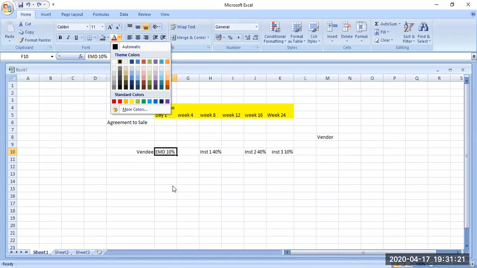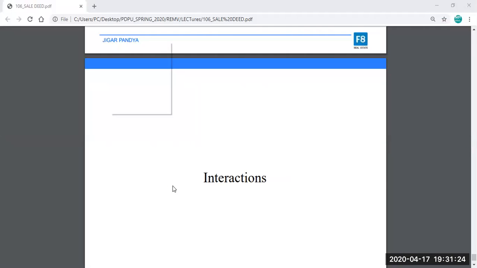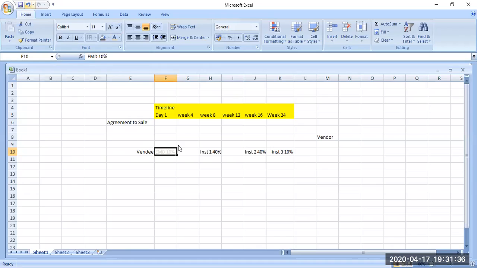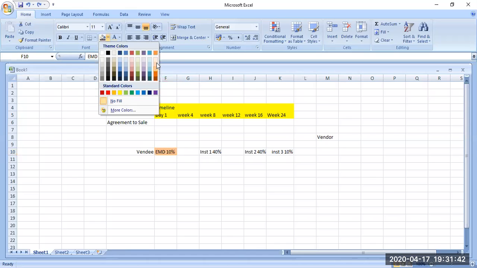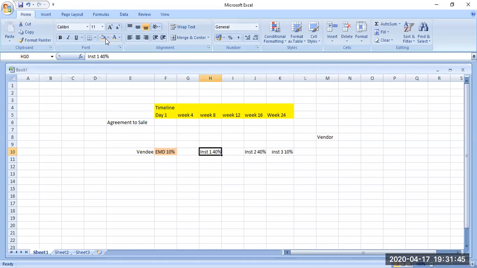So what Wendy is doing is basically paying 10% to begin with, followed by 40% in week 8 and 40% in week 16, and finally the remaining 10%. That's his consideration. So we'll just write this is consideration of money.